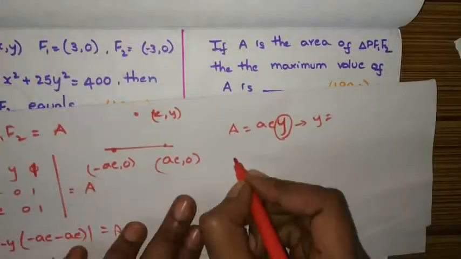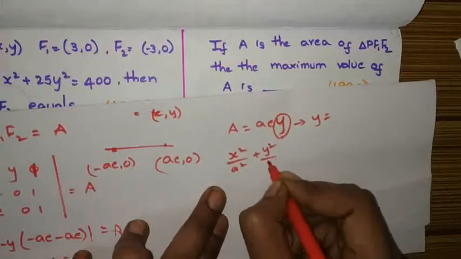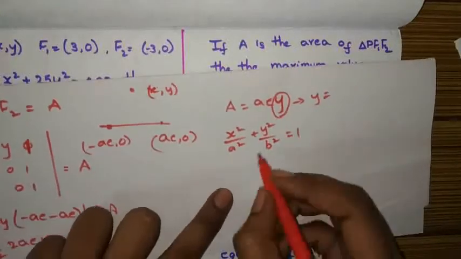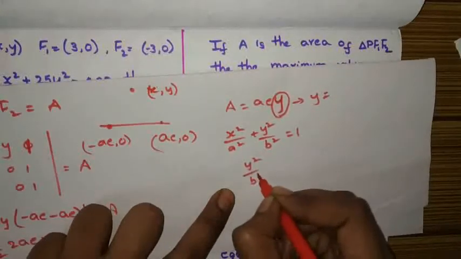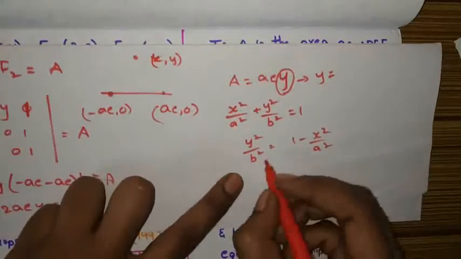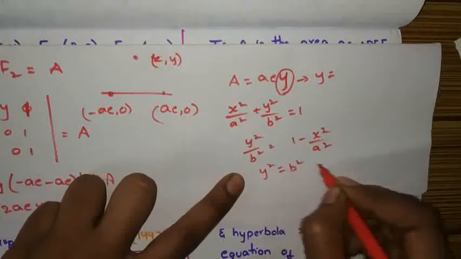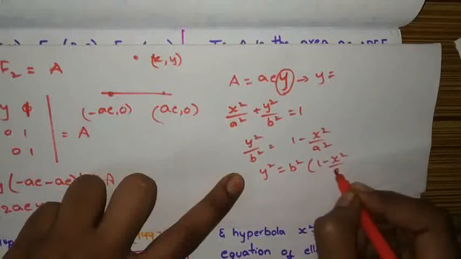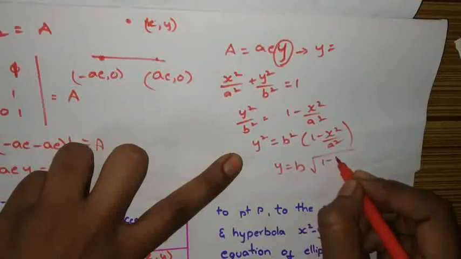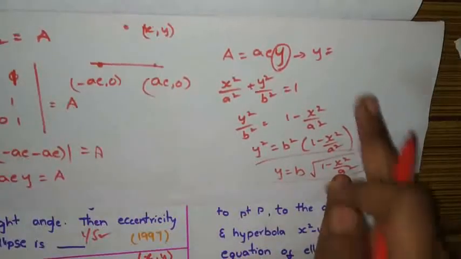See, the ellipse equation is given as x squared by a squared plus y squared by b squared is equal to 1. So from this you can get the y value, right? y squared by b squared is equal to 1 minus x squared by a squared. Now, what you have to do? y squared is equal to b squared times (1 minus x squared by a squared), and y is b into square root of 1 minus x squared by a squared. Now substitute this y value here.